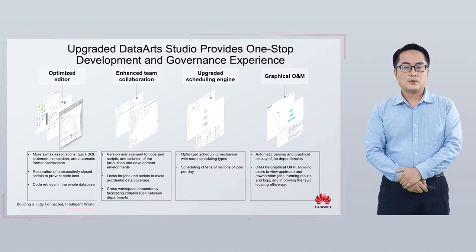In addition, the pipeline cross-workspace dependency is provided to facilitate cross-department collaboration. The scheduling engine is upgraded, including the optimization of the scheduling mechanism and performance. The graphical OM capability is added to support automatic parsing and graphical display of job dependency. The DAG graphical OM allows users to view upstream and downstream jobs, running results and logs, and make fault locating more efficient.